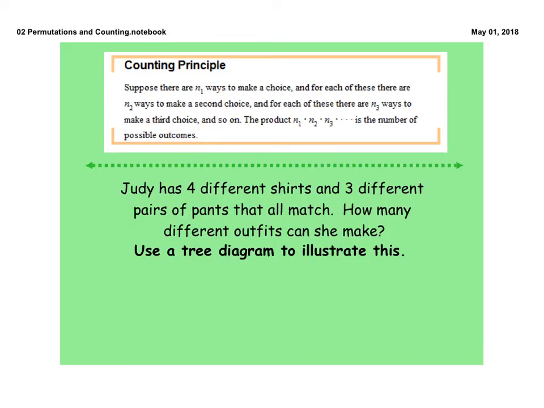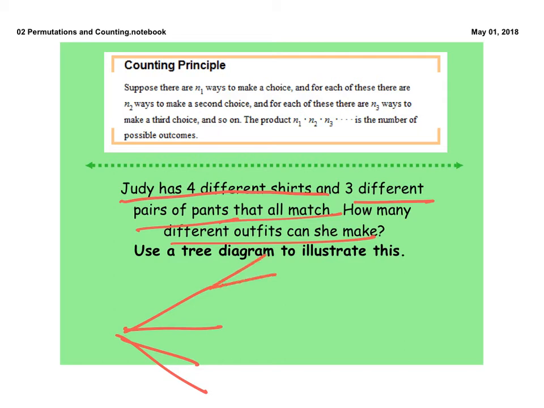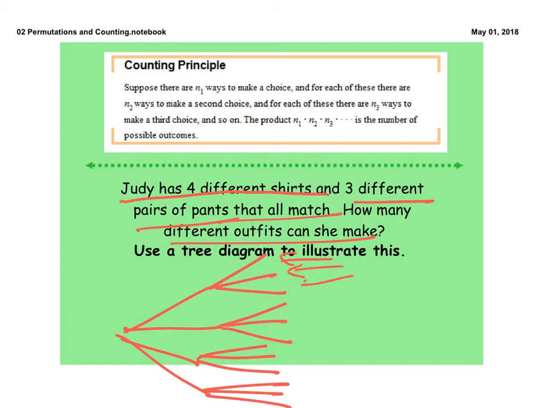So the counting principle. This one is super simple. If Judy has 4 different shirts and 3 different pairs of pants that all match, how many different outfits can she make? You could use a tree diagram, but honestly, it is so painful to have to draw all of those possibilities. There were 4 shirts and 3 different pairs of pants, and if I had to take the time to label all that, it would drive me crazy. And you know what happens? We end up with how many branches? Take a guess.